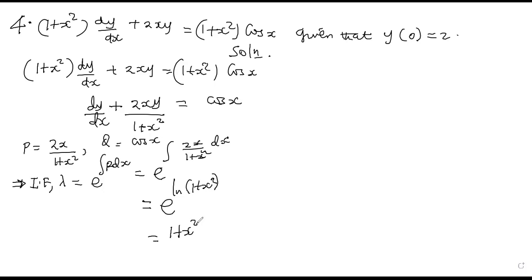Now, it is that integrating factor that we are going to multiply through with. So when you multiply by the integrating factor lambda, we shall have (1 plus x squared) dy/dx plus 2xy, because the 1 plus x squared cancels in the second term, so we shall have plus 2xy only, is equal to (1 plus x squared) cos x.